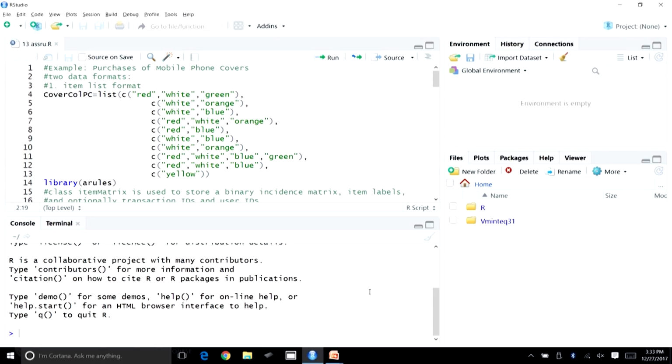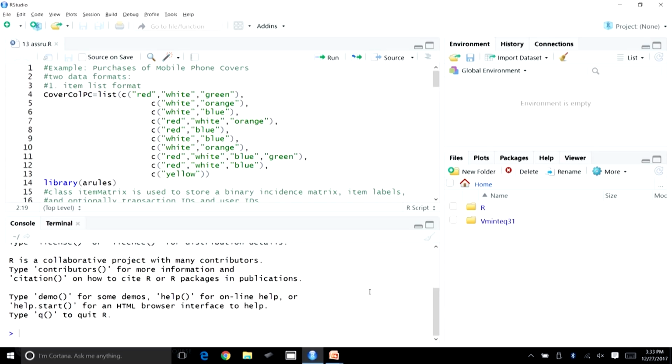We can see the first transaction: red, white, green. So, red and white are present. The second one is not present, just the white. The third one just the white, and the fourth one again red, white, orange. So, here also we can see red and white. The fifth one, red and blue, so just the blue.